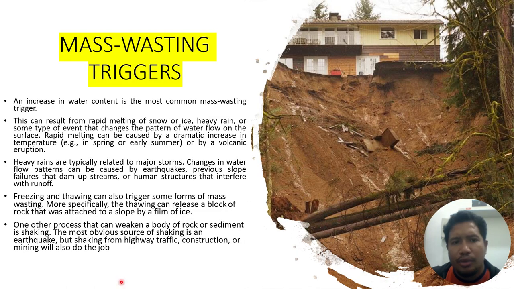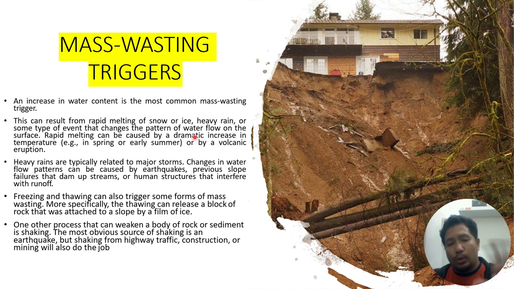So increase in water content is the most common mass wasting trigger. Water can weaken the materials on a slope, making them more likely to fail. This is because water can seep into cracks and pores in the materials, making them more slippery, or just like I said, will act as lubricant. And water also can increase the mass of the materials on a slope, which increases the gravitational force to push it down.